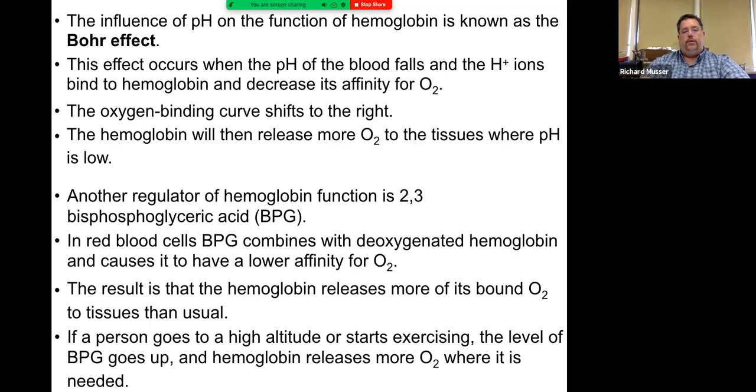So trained athletes will have more of the 2,3-bisphosphoglyceric acid, or if you train at high altitudes, you'll have more of it. And that's a benefit because that means more of that oxygen will leave the hemoglobin and go to the tissues that need it. So well-trained athletes are more efficient at giving and releasing that oxygen.